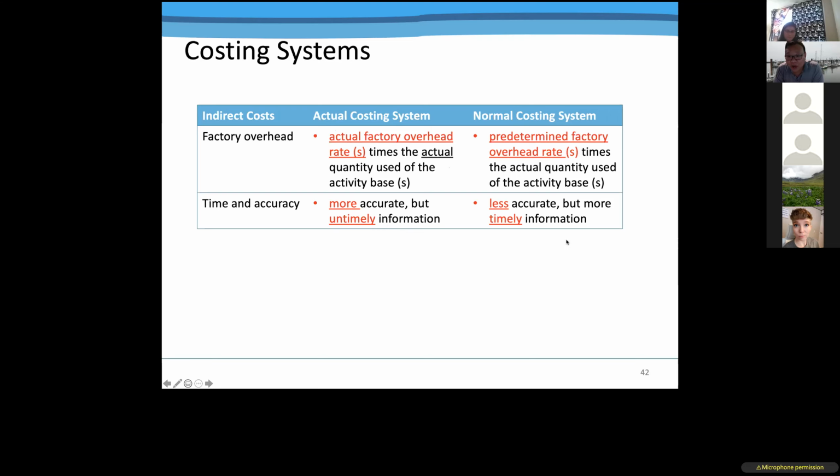For the normal costing system, the one we just introduced, you use the predetermined factory overhead rate times the actual quantity used of the activity base. This one is less accurate, but it's more timely.